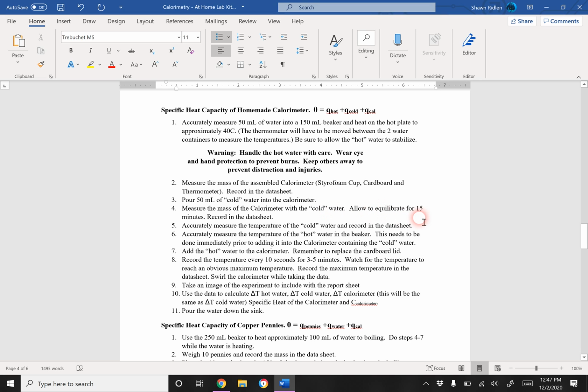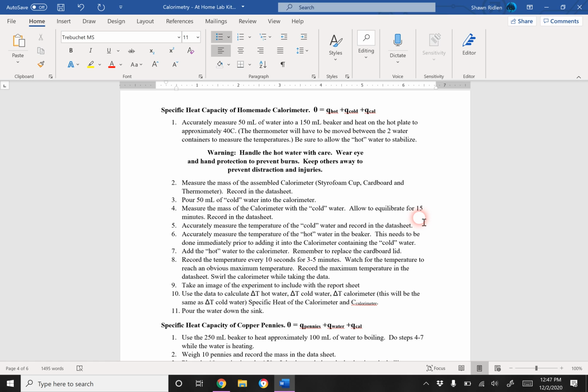Okay, so allowing it to reach equilibrium will let us know that the temperature of the water and the calorimeter are exactly the same. Next, accurately measure the temperature of the cold water and record it in the data sheet. So that'll be our initial temperature of the water and our initial temperature of the calorimeter.